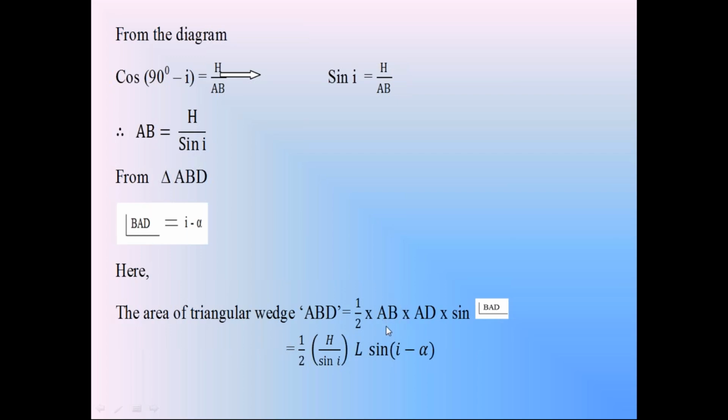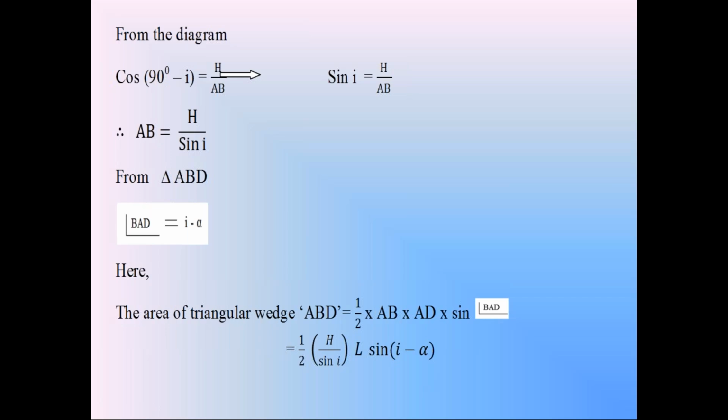Just now I explained that the length AB is equal to h divided by sin i. Cos(90 minus i) is sin i, which is equal to h by AB. So the length of AB is h by sin i. Take the length of AD as L. So the area of this triangular wedge ABD is half into AB, h by sin i, into AD, L, into sin(i minus alpha). This is the area of the soil wedge ABD.